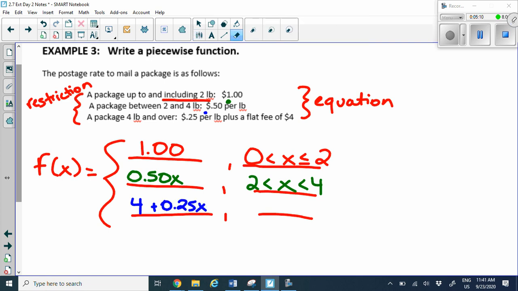Now, if you don't like writing it this way, that's okay. We can also write it how we usually do with our mx plus b, because we are writing linear equations. So you can also write it as 0.25x plus 4.